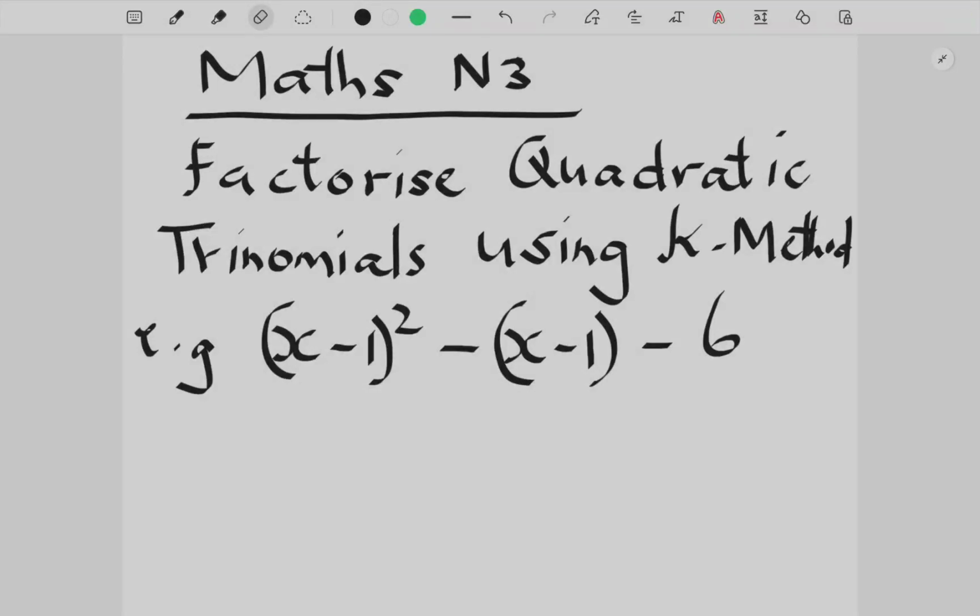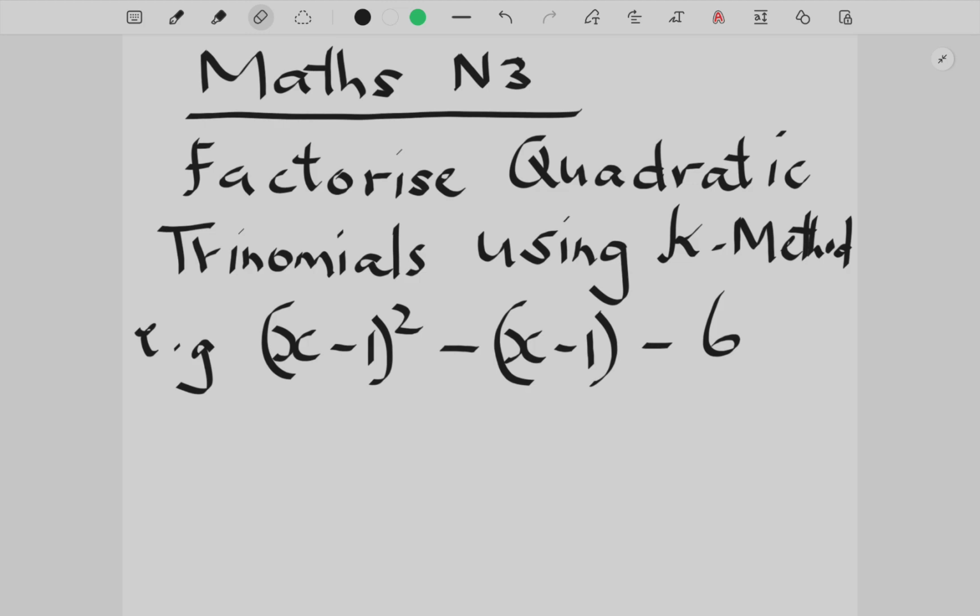Good day, students. Now we're going to factorize quadratic trinomials using the K method. For an example, (x - 1)² - (x - 1) - 6. So the question says factorize the following, okay? If we're using the K method, what must we do?